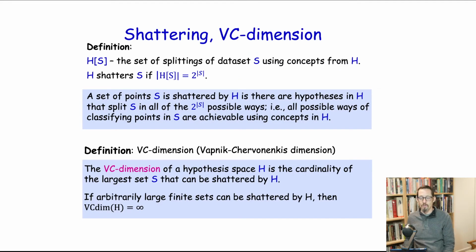So this is where we get to Vapnik-Chervonenkis. This VC dimension, by the authors Vapnik and Chervonenkis, is a definition of a hypothesis space. This is cardinality in terms of the largest set S that it can perfectly separate. That is what it means to shatter. So H sub S is the set of splittings of data set S using concepts from H.